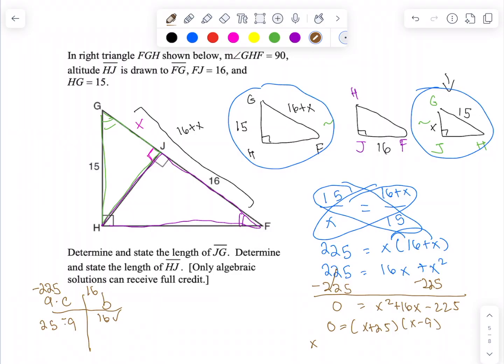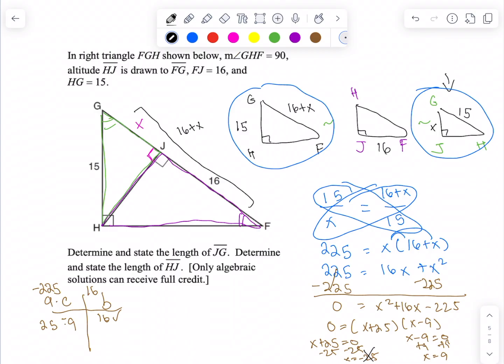So you can actually take each of those separately, if you remember from Algebra 1, and you can solve. So we have x is equal to negative 25. And we have x is equal to positive 9. In geometry, it's really nice because we reject the negative because we're talking about side lengths of a triangle. So we can't have a negative side length of a triangle. So our x value is 9.